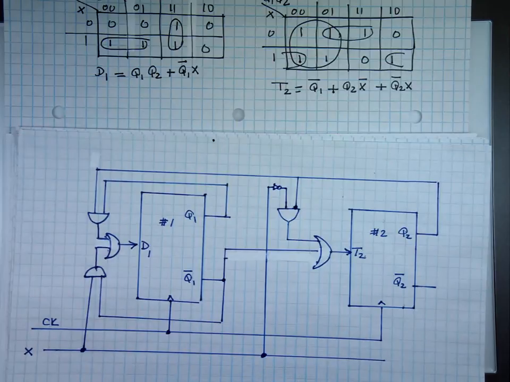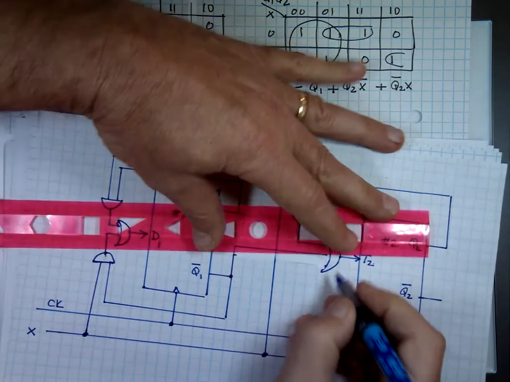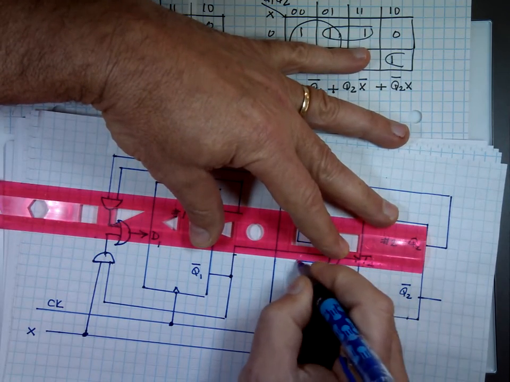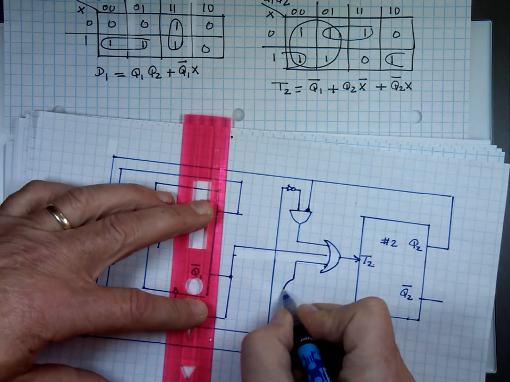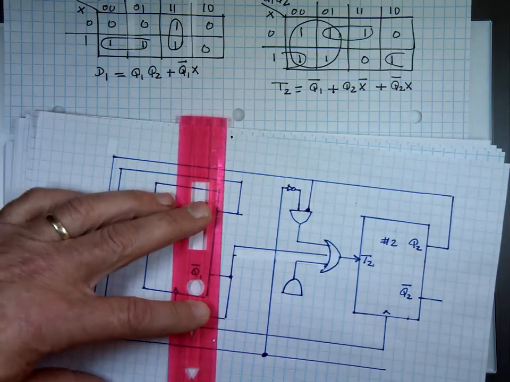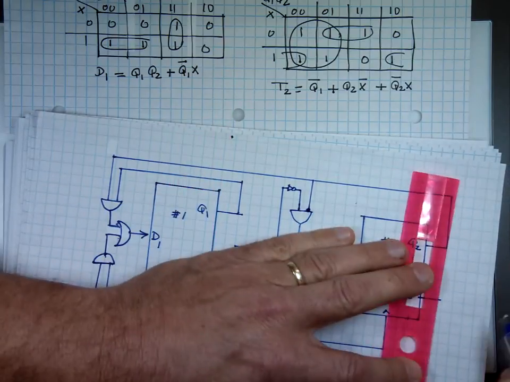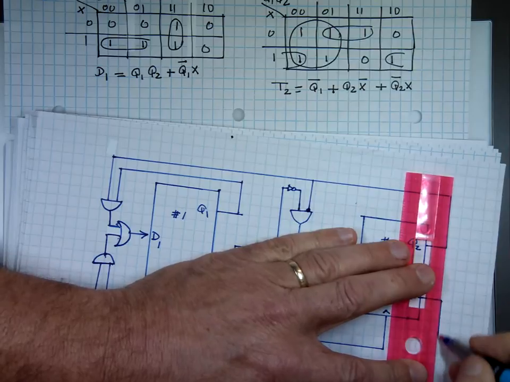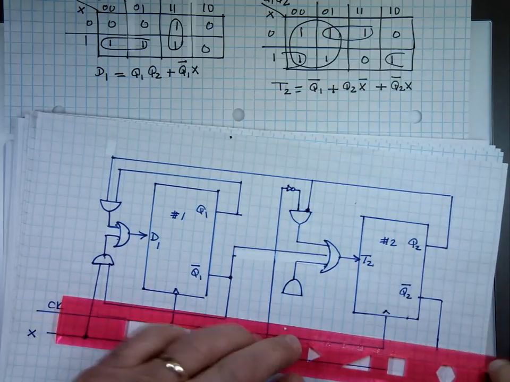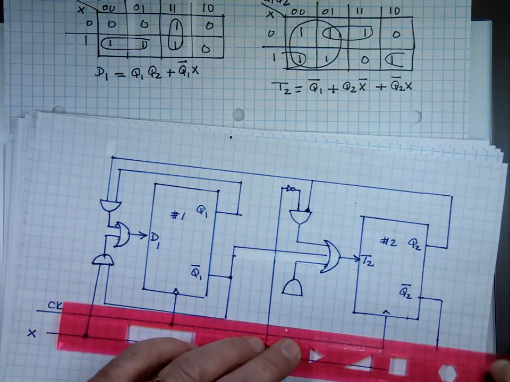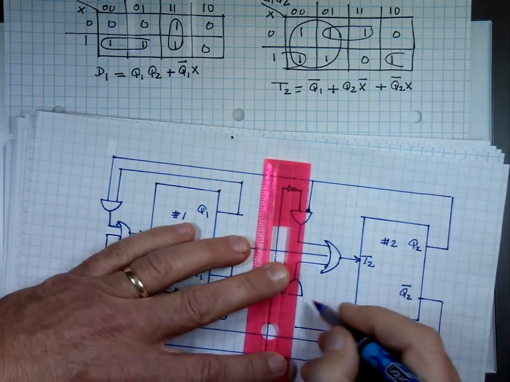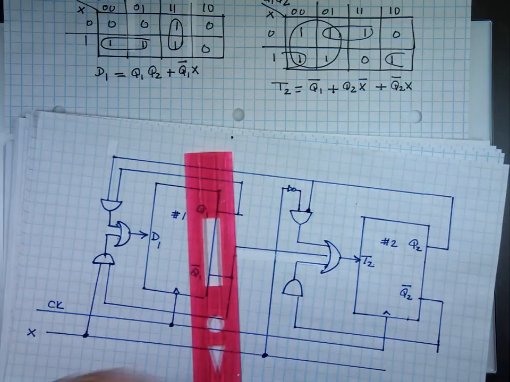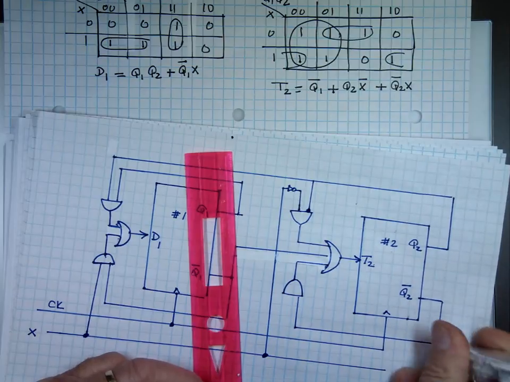And the last one is another AND gate, which we'll put here. And what's attached to it? Q2 naught, which comes from here. And the other option is what? X, which is right here.